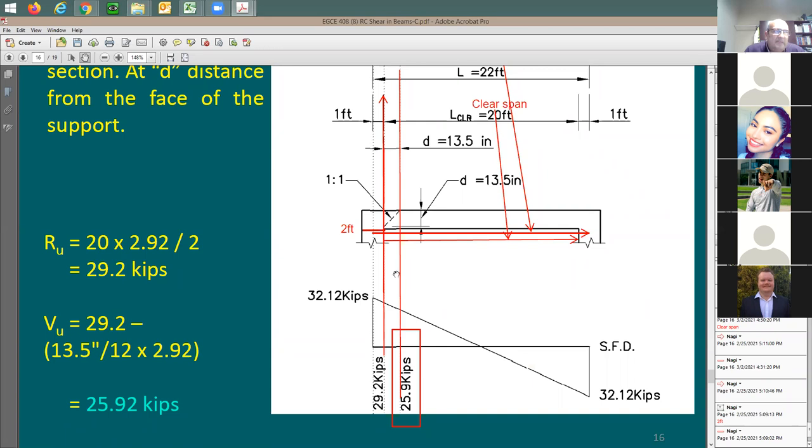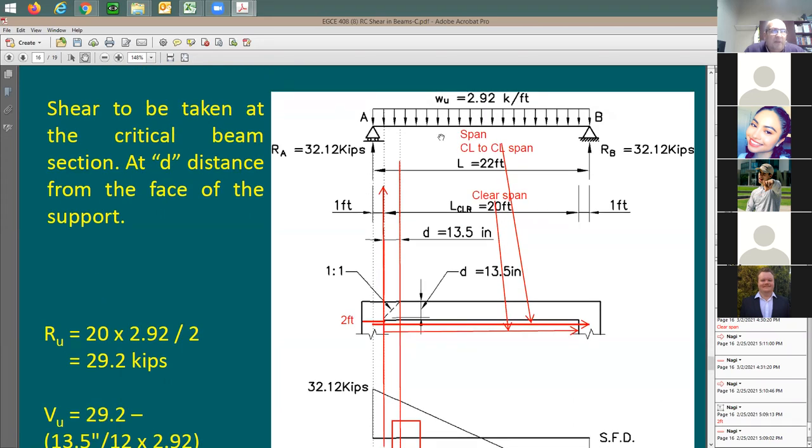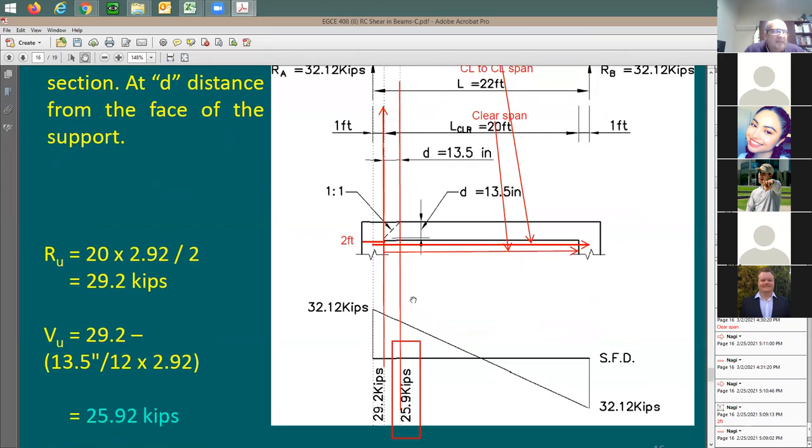You need to look at this distance. This distance is equal to d, 13 and a half inches. Now we'd like to put it in feet. The drop in the shear value from here to there is equal to what? The drop, which means a change only. It's going to be the ultimate load multiplied by this distance d. So if I take 13 and a half inches, the d distance, put it in feet, and multiply by w, this is the amount of reduction in the shear, from the force at the face of support to the force at the critical section for shear. This section I'm going to call the critical section for shear.